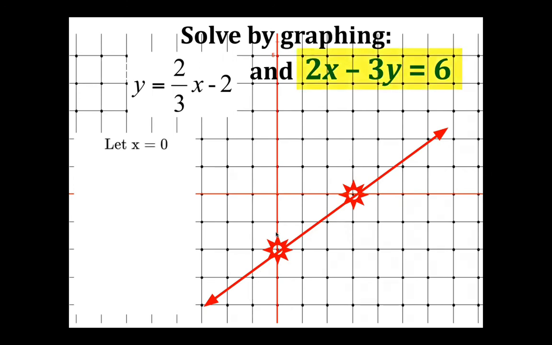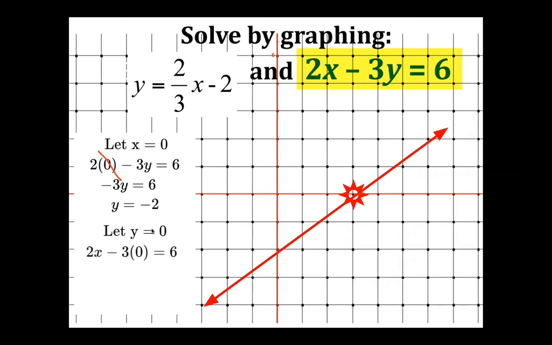First, I'm going to let x equal 0 to find the y-intercept. That would be 2 times 0 minus 3y equals 6. 2 times 0 just completely cancels out, so you're left with -3y equals 6. Divide both sides by -3 to get your y value, and that would give you y equals -2. Do the same to find your x-intercept, except now you're going to let y equal 0. Y equaling 0 would give you 2x minus 3 times 0 equals 6.